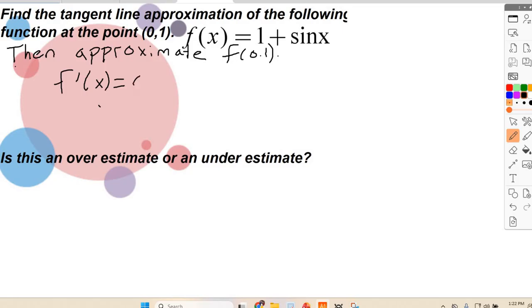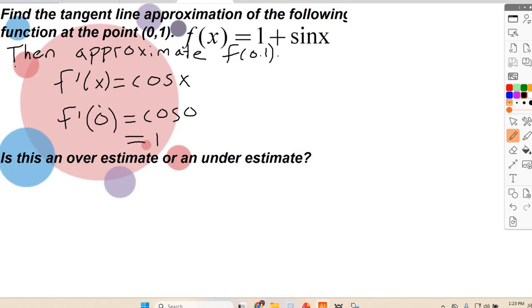Just cosine x. And again, we're specifically wanting the derivative at our a value. And in this case, our a value is whatever is given to us. So at this time, it is 0. So what is cosine of 0? 1.